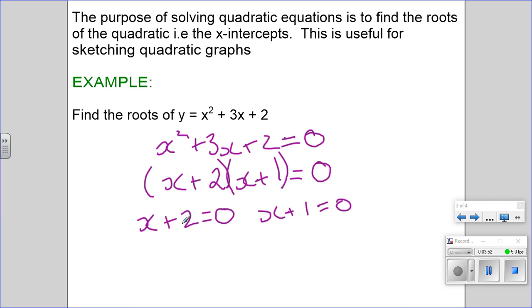What would you add to 2 to make it 0? Well, you would add -2. What would you add to 1 to make it 0? Well, you would add -1. So the roots of this quadratic here are x equals -2 and x equals -1. And you can check it yourself. If you go into Desmos, you can shove this full function in, and you'll see really clearly x equals -2 and x equals -1 as your roots.